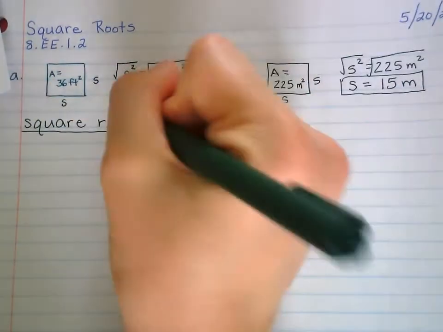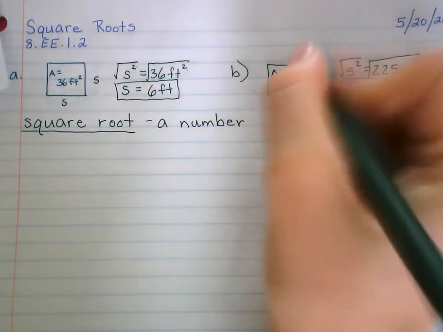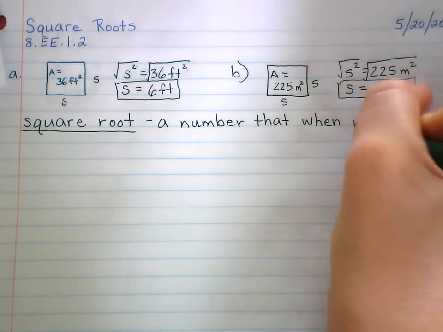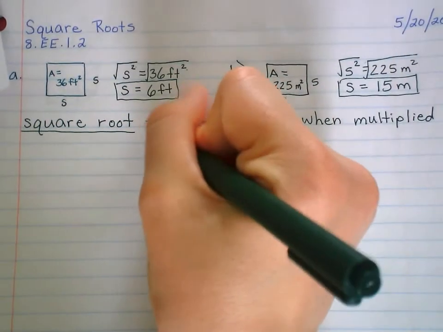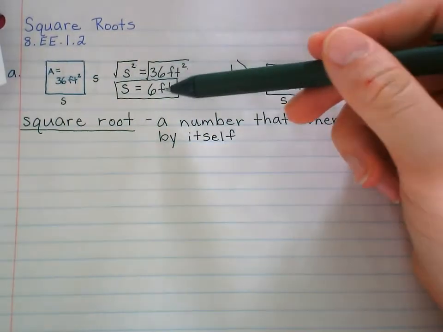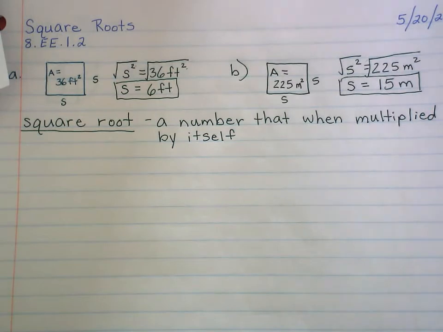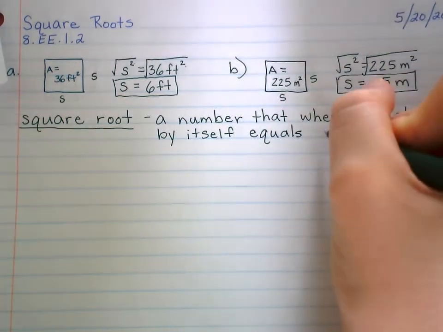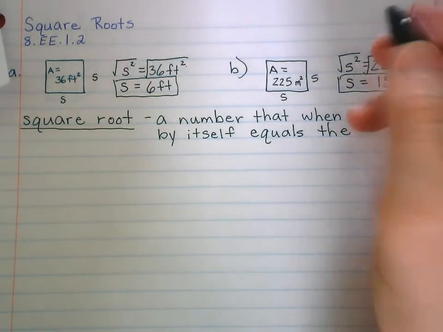So the square root, it's a number that when multiplied by itself, so this one was, the number multiplied by itself was 6 times 6. This one was 15 times 15. So it's a number that when multiplied by itself equals the bigger number, the given number. So equals like 36, equals 225.